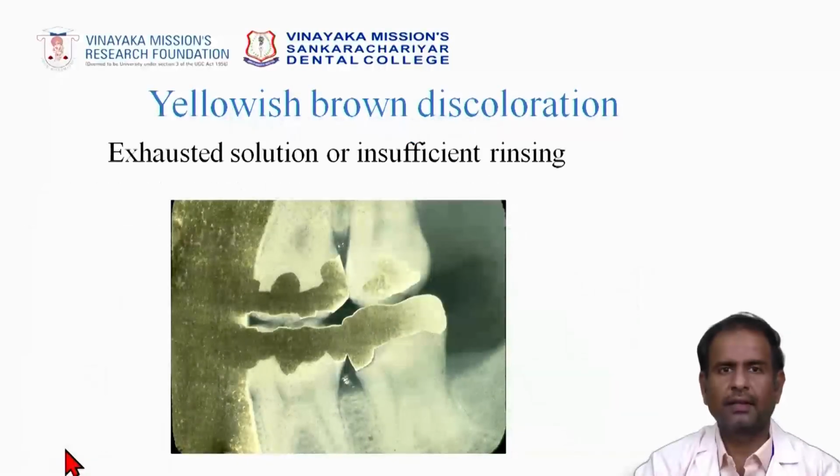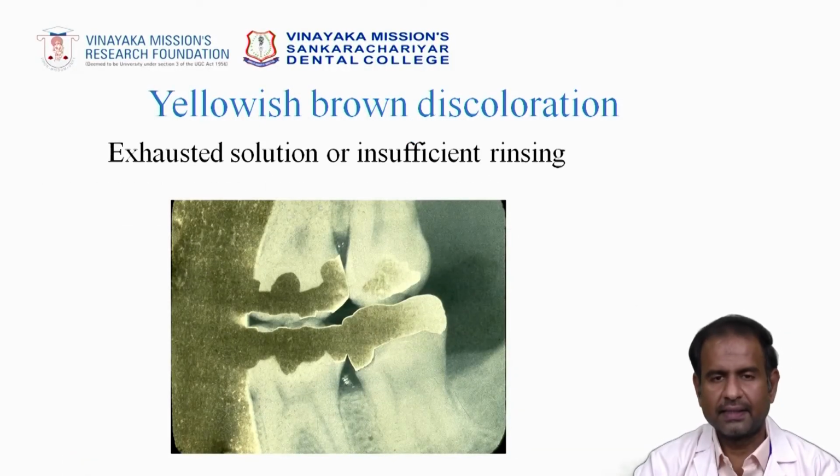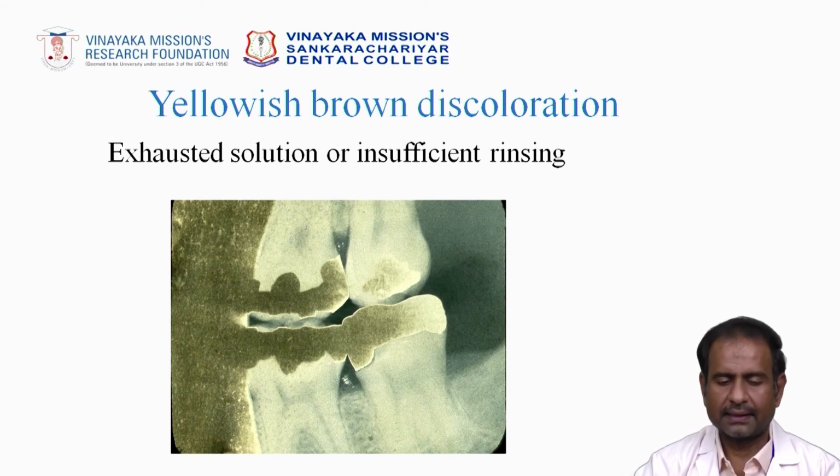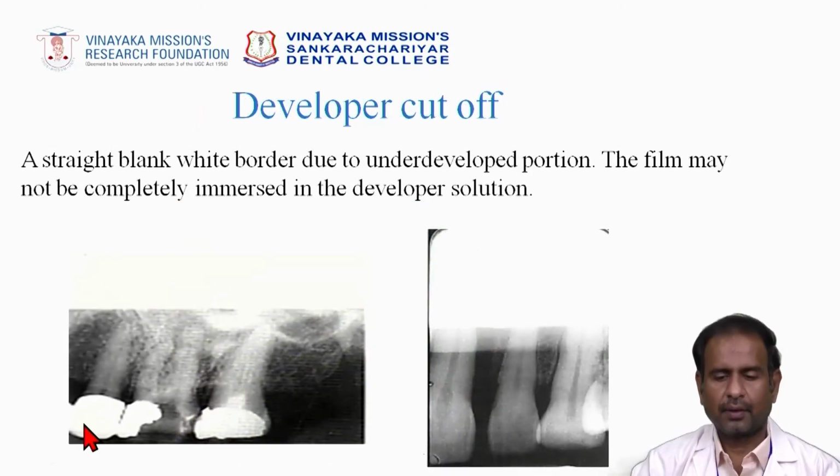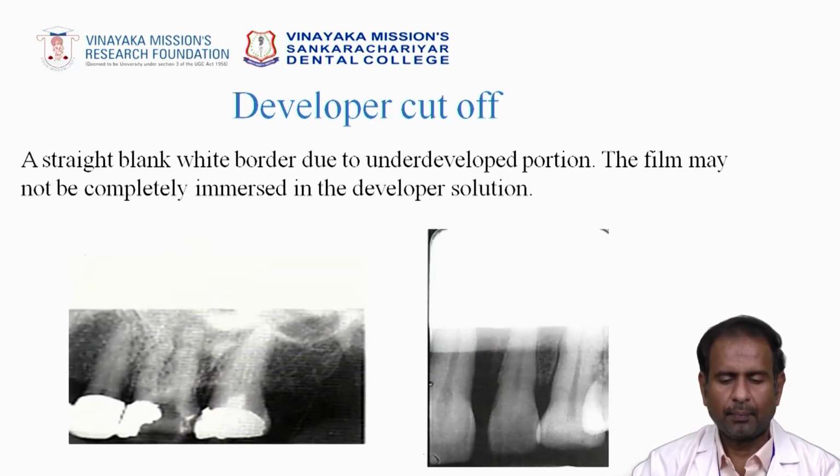Then yellowish brown color discoloration. The cause is insufficient rinsing. After fixing the radiograph, proper rinsing is important. Insufficient rinsing will result in the yellowish brown discoloration. So next one is the developer cutoff: a straight black and white border due to the underdeveloped portion.